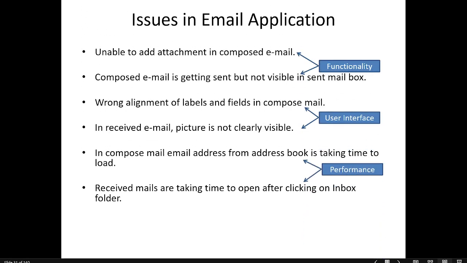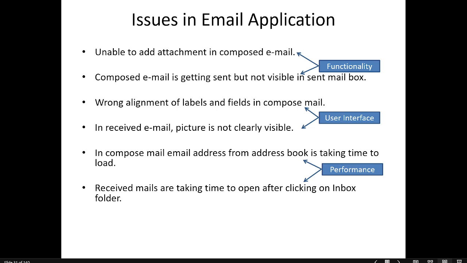Certain more. Unable to add attachment. Let's consider this particular email application. Something like this happened. Then unable to add an attachment in compose email, or compose email is getting sent but not visible in the sent mailbox. This is a functionality problem. Wrong alignment of the labels and fields in the compose mail, or in a received email, the picture is not clearly visible. That is a UI issue. In compose mail, the email address from the address book is taking time to load, or received emails are taking time to open after clicking on the inbox folder. This is related to performance.